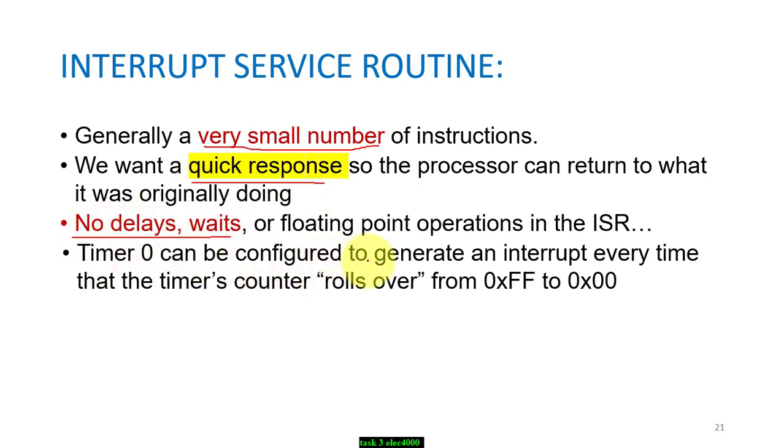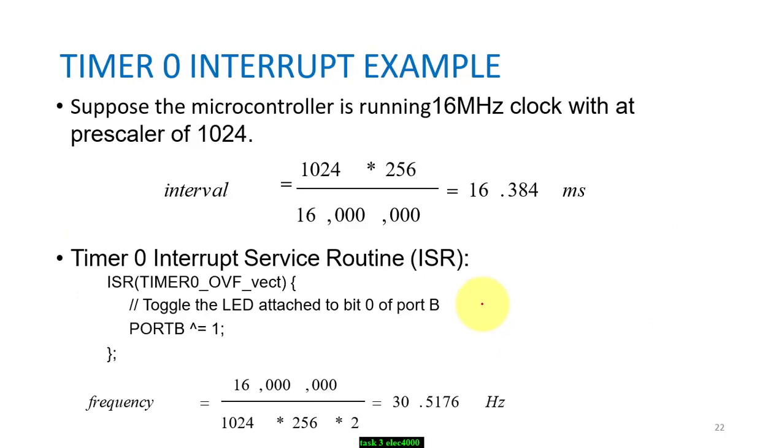Timer 0 can be configured to generate an interrupt every time it counts from 0 to FF or to maximum. So keep in mind, if my counter counts from 0 to FF, then I can do what? I can trigger an interrupt. I can read the interrupt register that's saying it's an overflow, and when I read that overflow, I will use it through the interrupts. Now suppose that a microcontroller is running 16 megahertz with a clock prescaler of 1024. What's a clock prescaler?